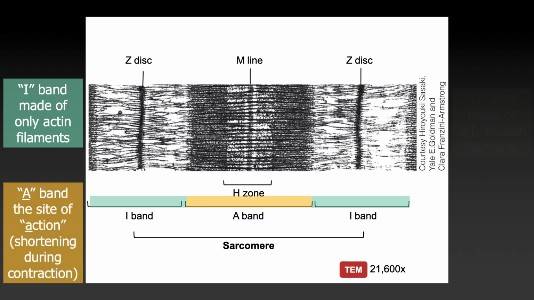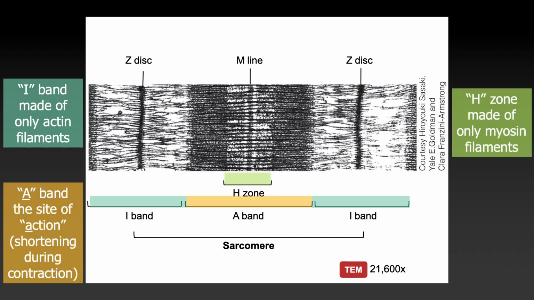I'll skip ahead one and contrast that with the band in the middle, the H band or the H zone, if you see it in the textbook, made only of myosin filaments, and the letter H, it's wider than the letter I. It's thicker than the letter I. It's made only of the thicker filaments. Of the two, actin and myosin, actin is thin, myosin is thick. The I band, I is skinny, contains only skinny filaments. The H band, H is wider, contains the wider filaments.